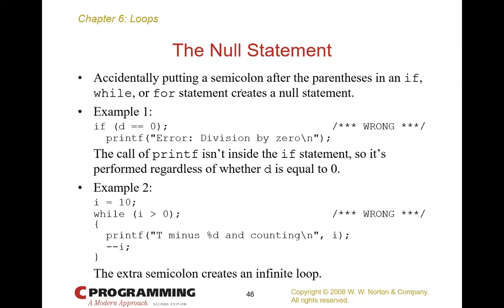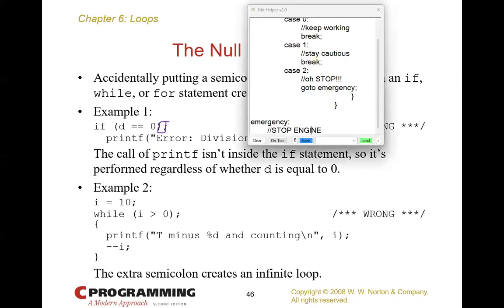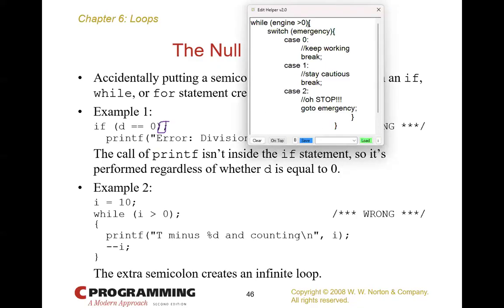Okay, null statement. Accidentally putting a semicolon after the parenthesis in an if, while, or for statement would create a null statement. So if you put this here, it will create a null statement. I told this to you earlier. In for, in if, in while, you would observe that there is nothing after the parentheses. We make sure that there is no semicolon. Don't put a semicolon. A semicolon would make the code do nothing, so it would not enter into the other part.